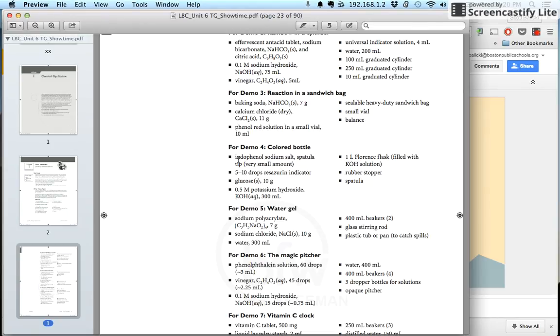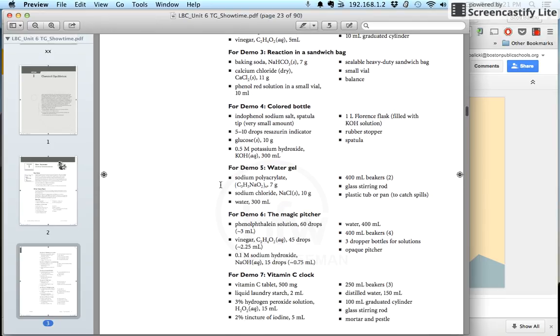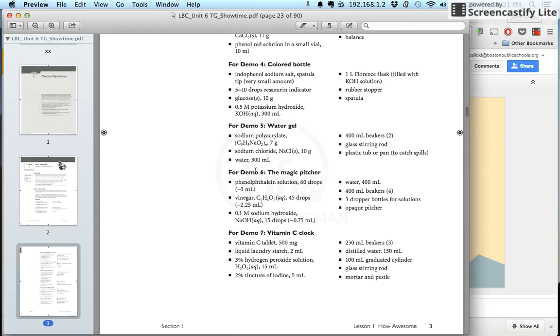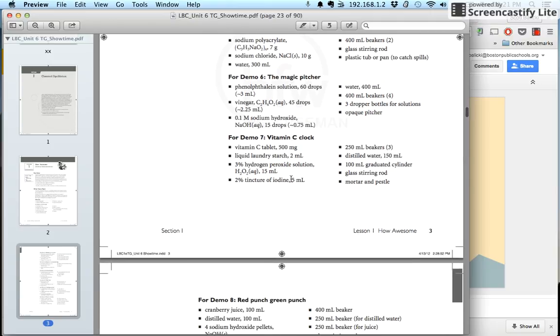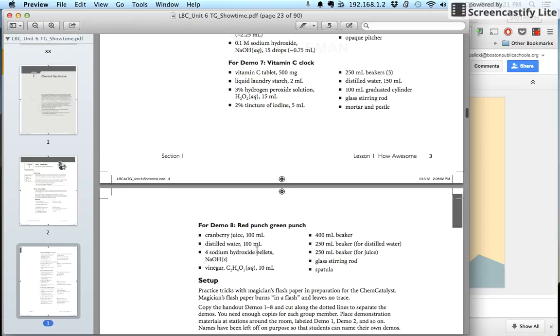Demo 4 uses indophenol sodium salt, as well as rosazurin indicator, which hasn't been used anywhere else in the curriculum. Glucose has not explicitly been used in the curriculum, however, could likely be borrowed from a biology teacher in a pinch. Demonstration 5 uses sodium polyacrylate. All right, this hasn't been used anywhere else. Demonstration 6 uses materials that should be available. Demonstration 7 uses vitamin C tablet and tincture of iodine, 2 materials not used anywhere else in the curriculum. And demonstration 8 uses materials, however, the teacher would probably need to purchase cranberry juice.